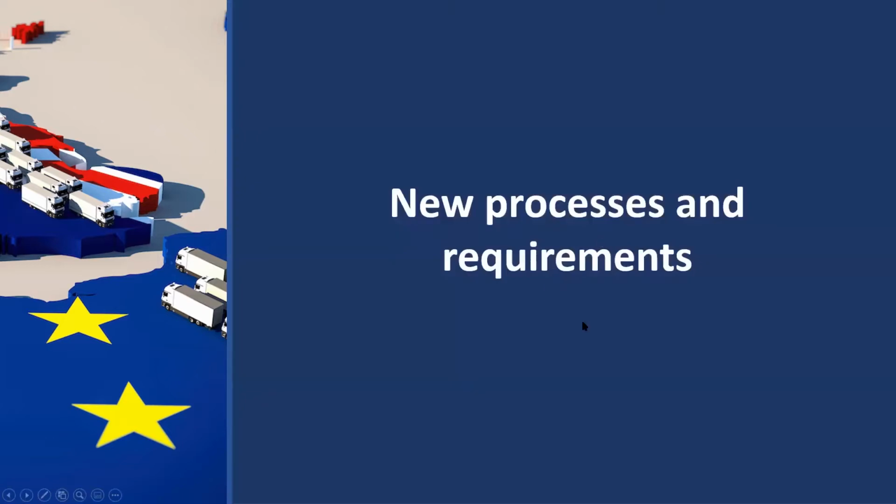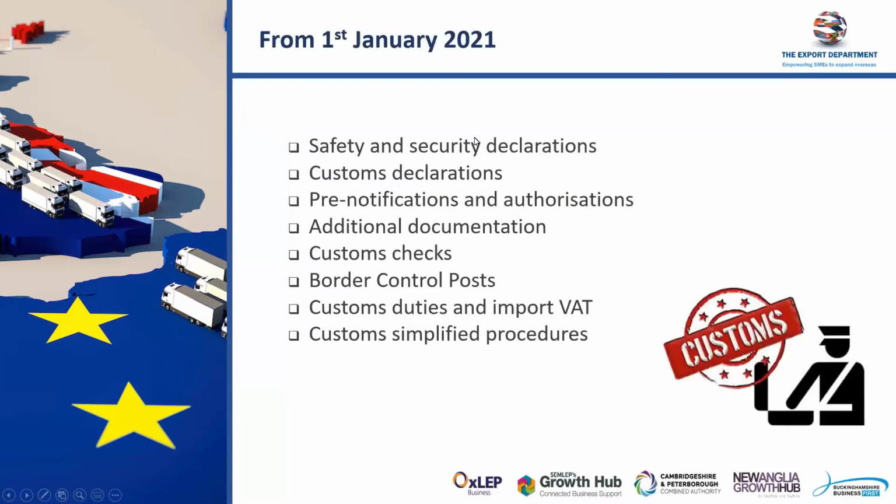Okay. So new processes and requirements as of the 1st of January. So we know that the world is changing. We know that the way we trade with the EU is changing, irrespective of whether or not there's a UK-EU trade deal struck over the coming days. So the first thing I'd like to draw your attention to is these safety and security declarations. So they are used by border authorities and they're all about risk.